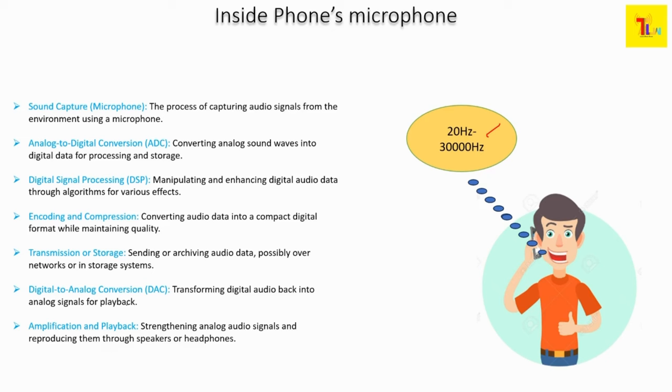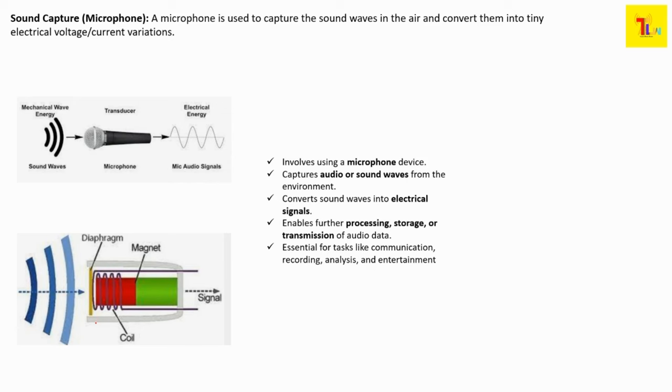And then what happens at the receiver side? The receiver takes that data, first does the digital to analog conversion, then amplifies and plays it back. So this is the complete procedure inside the phone. Okay, we'll discuss it one by one.